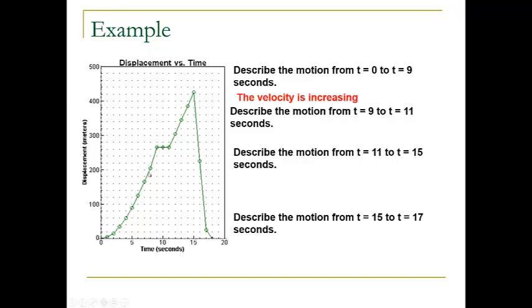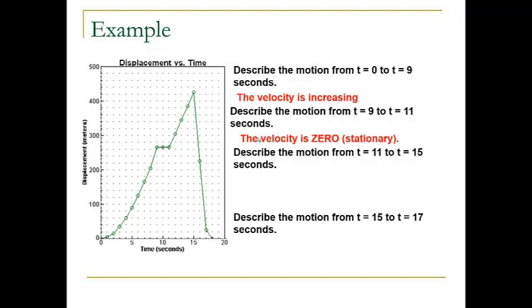Then from 9 to 11 seconds, you're talking about this flat section right here. I just said that it's flat. So again, looking at your rise over your run, your velocity is 0. So your object is stationary, at rest, whatever word you want to use. Say it stopped for 2 seconds, something like that.